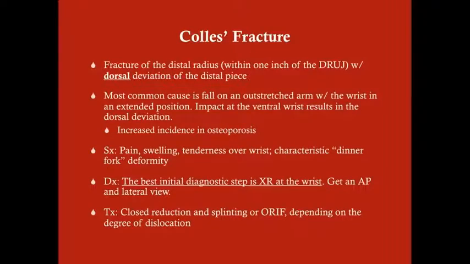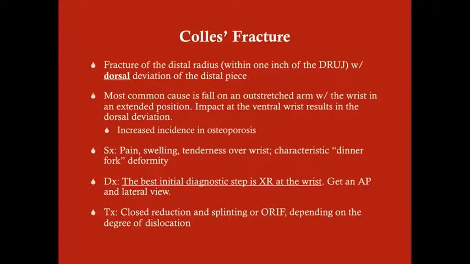So if you have your wrist in an extended position, what side is going to be impacted? It's going to be the ventral wrist. And so if you have the ventral wrist that's being impacted, it's going to shove that radius posteriorly. It's going to shove it dorsally. And that's why we get dorsal deviation of that distal piece. We do see an increased incidence of Colles fracture in osteoporosis, and the symptoms of Colles fracture are going to be the same that we see in any fracture: pain and swelling and tenderness over the wrist.